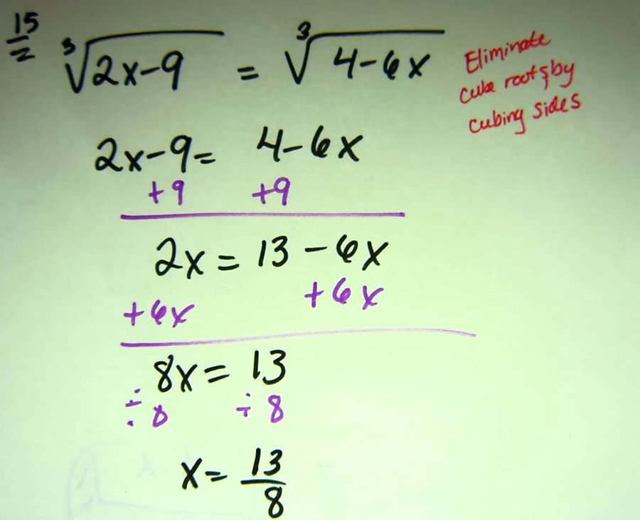Now we're left with 2x minus 9 equals 4 minus 6x. Alright, we can either subtract the 4 or the 9. I want to keep my numbers positive if possible. So I add 9 to both sides. So now I'm left with 2x equals 13 minus 6x.